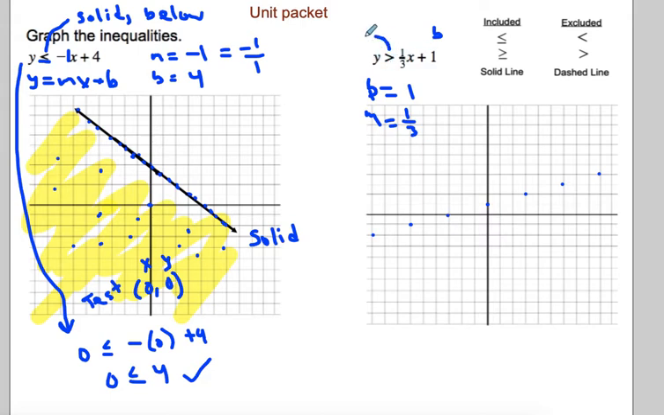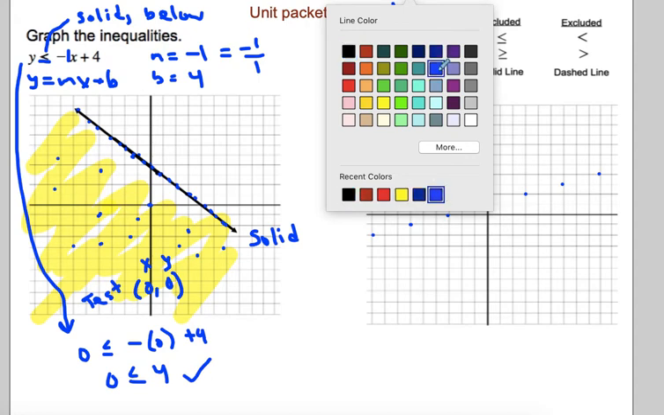Now, since this does not have an equal sign, that means this is going to be a dashed line. And since it's greater than, that means it's going to be shaded above that line. So that's what that symbol tells me. It tells me those two things. So now I have to find, can I make that blue? Let's see here, sure.